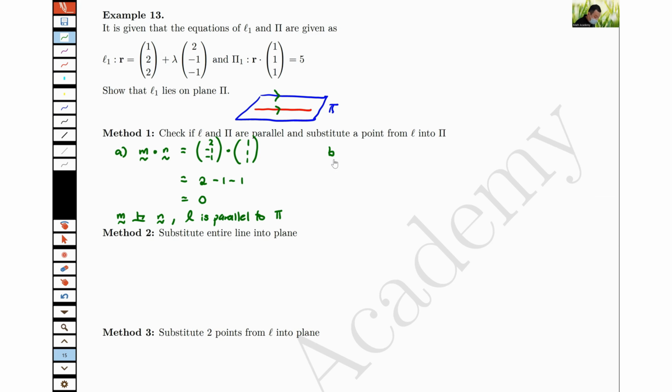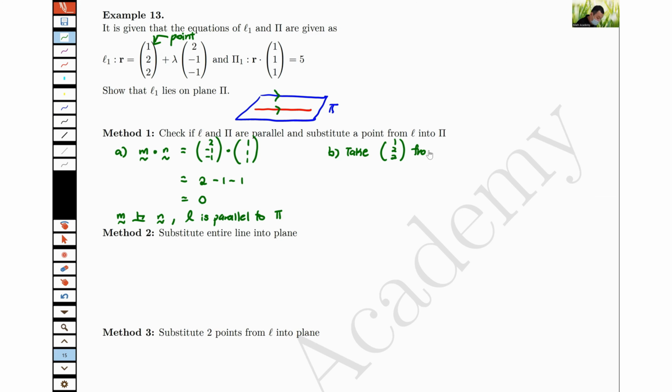And second check, parallel doesn't mean that it lies on the plane. It could be above the plane. So we should take a point from L. I'm going to take 1, 2, 2. This is the point that is on L. Remember, position plus direction.